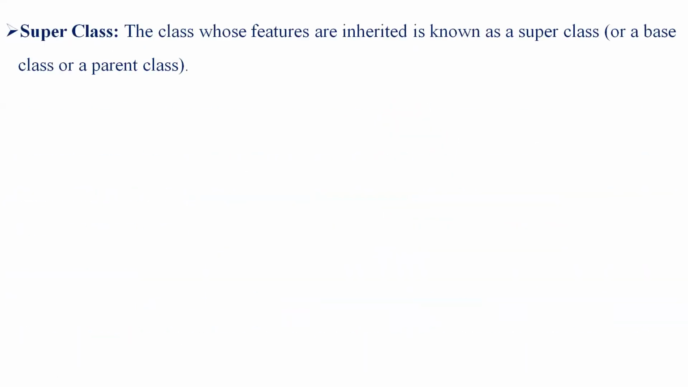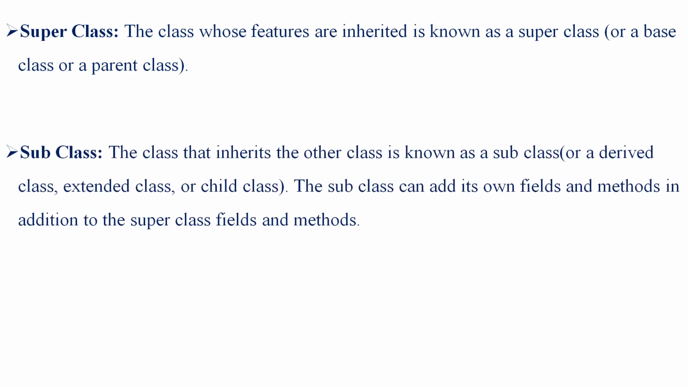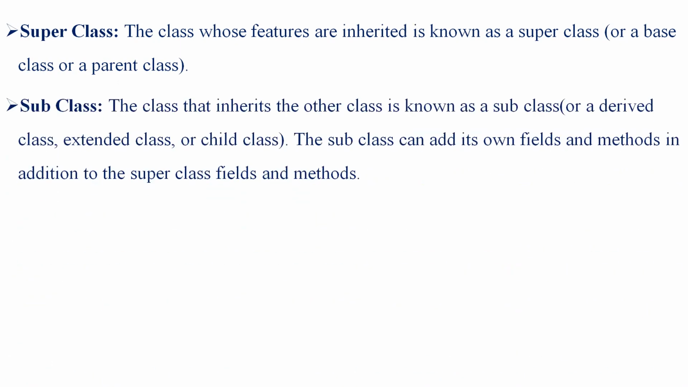So what exactly is a superclass or parent class? It is the class whose features, or properties, are inherited. It is known as a superclass, also called a base class or a parent class. Whereas a subclass is a class which inherits the properties from other classes, acquiring the properties from other classes.